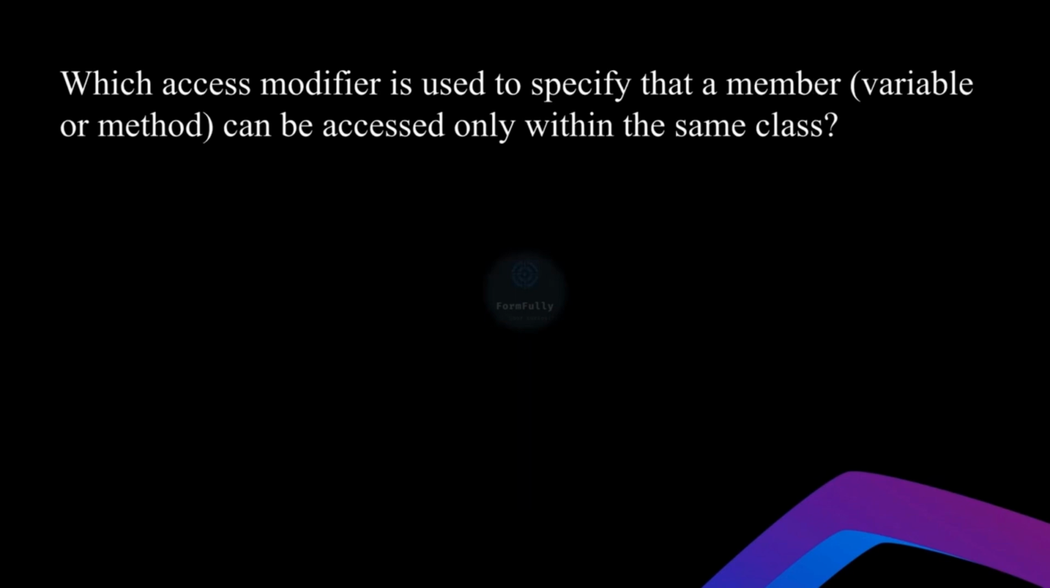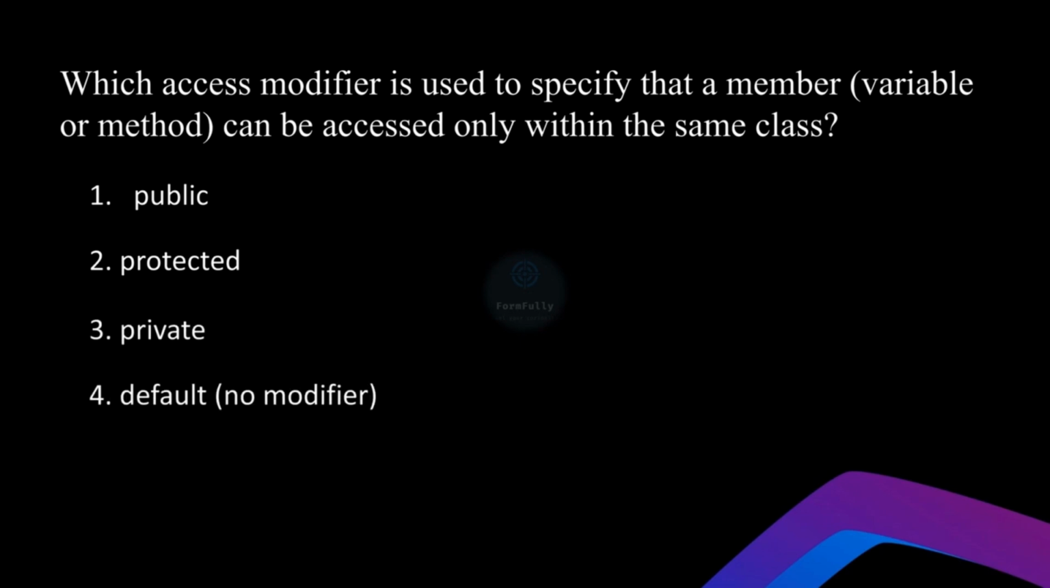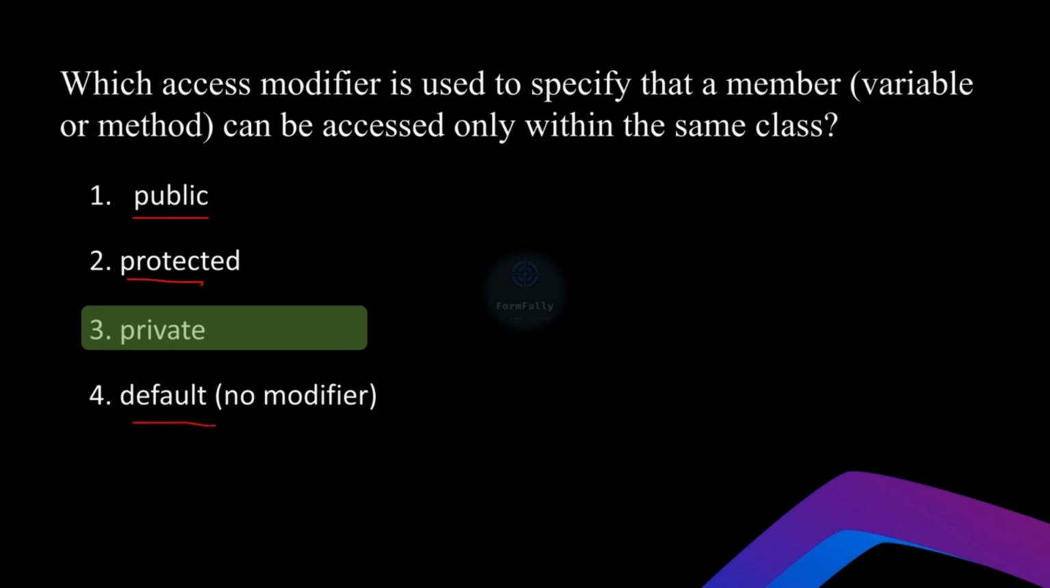Next question. Which access modifier is used to specify that a member, that is variable or method, can be accessed only within the same class? Public, protected, private, default. The private access modifier restricts access to members only within the same class. Public allows access from any class. Protected allows access within the same class and its subclass. Default allows access within the same package. So the correct option is private.